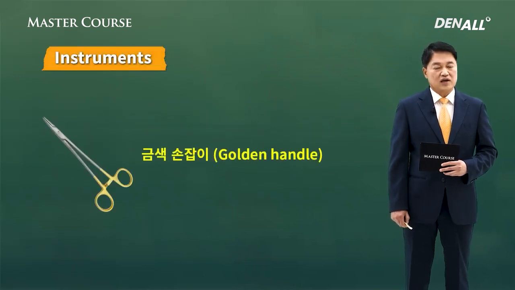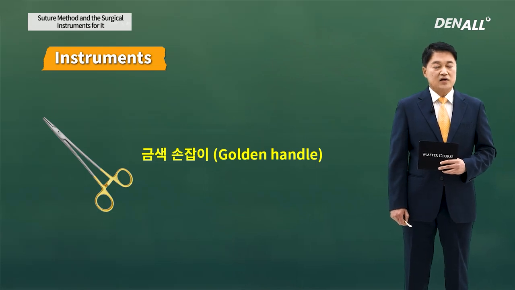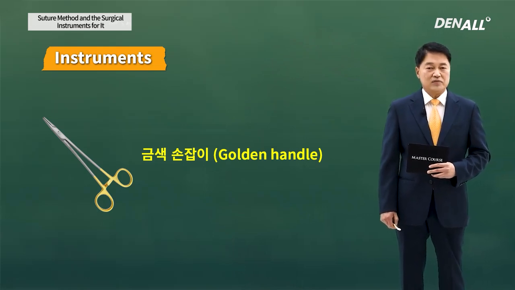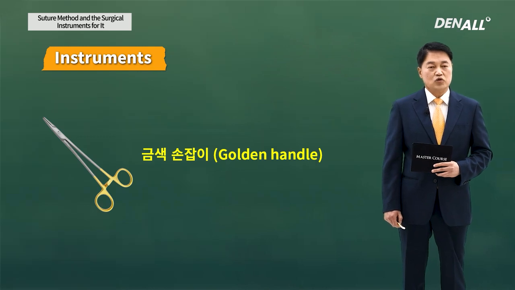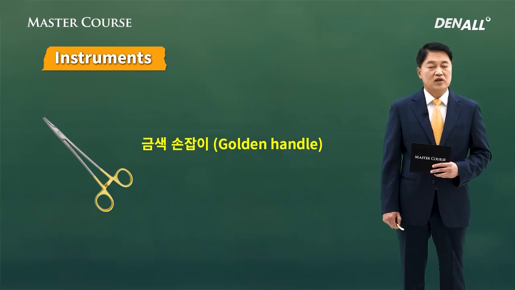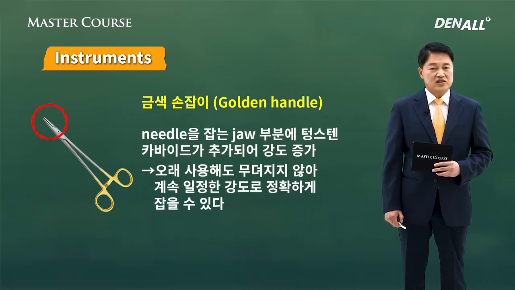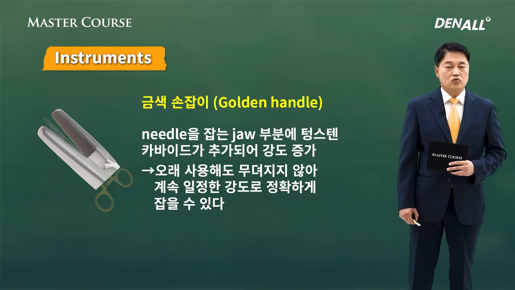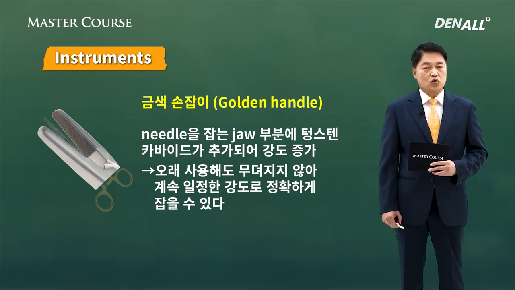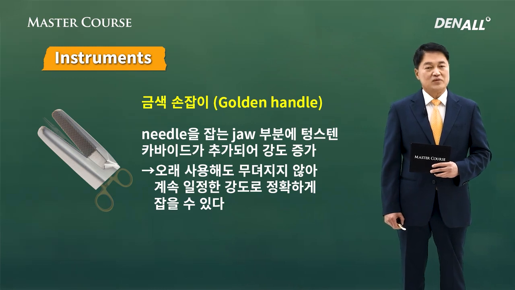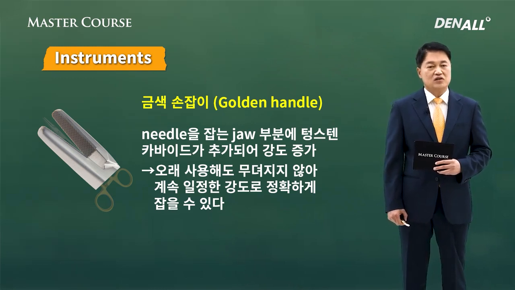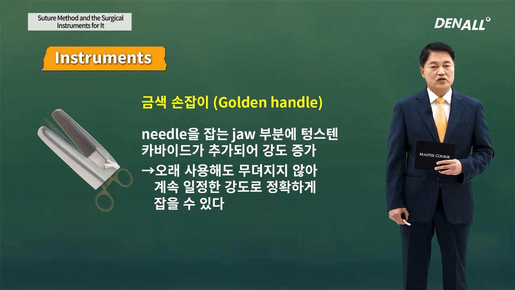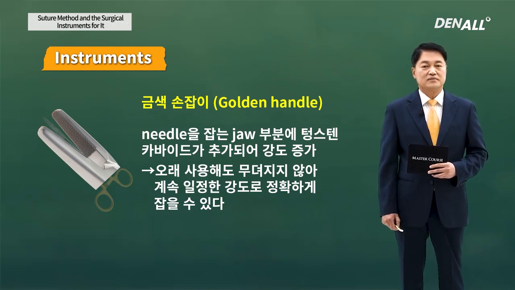And of the needle holders, not everything is metal, but you see the golden handle needle holder. It's not to make the needle holder look luxurious. It's the jaw area where you grab the needle. Tungsten carbide has been added to make it stronger. So even if you use it for a long time, it will stay sharp, and you can accurately grab with a persistent and always consistent strength.